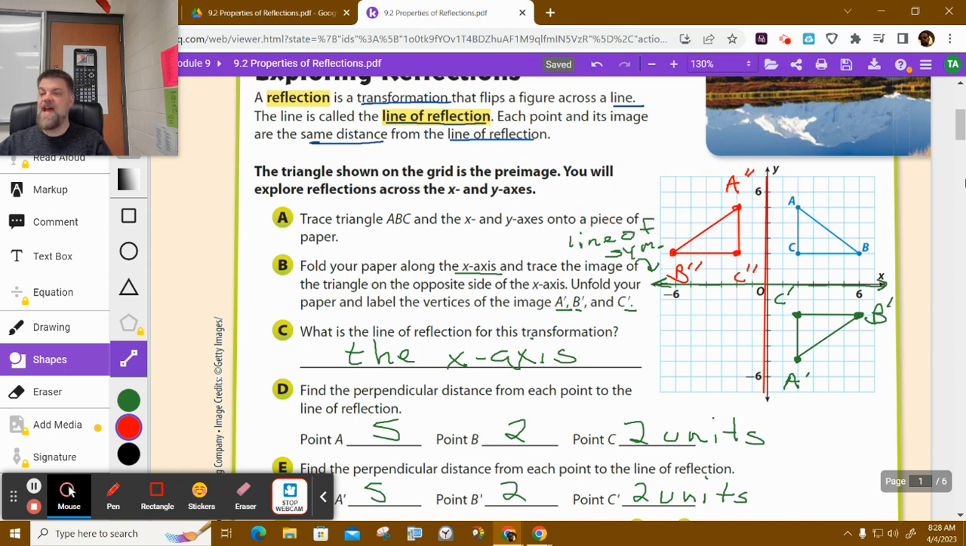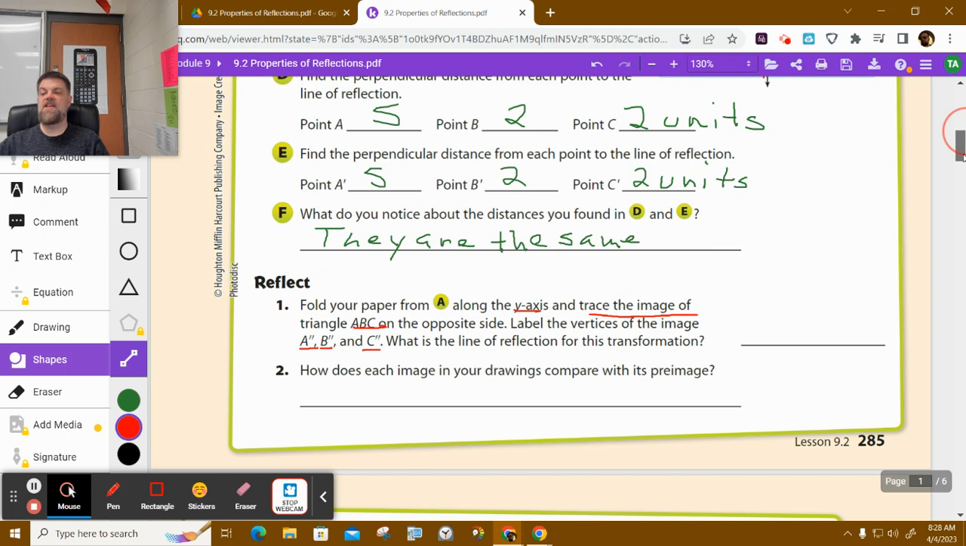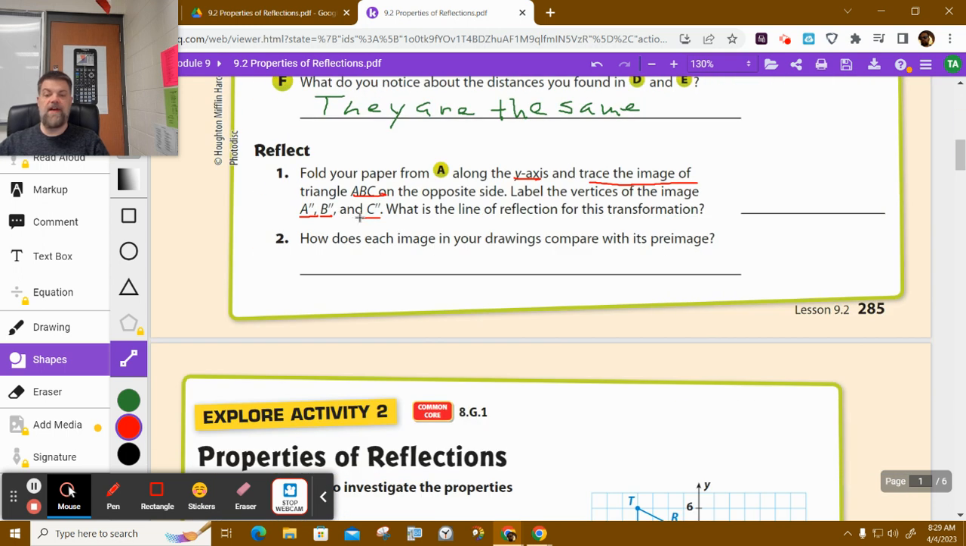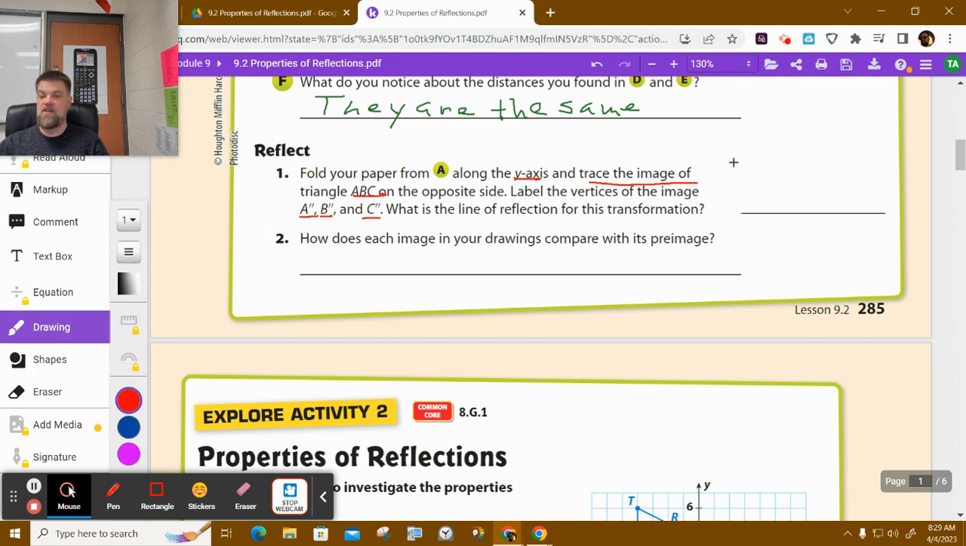All right, so there we have it. Okay. By the way, did that change the size or shape of this? No, just the orientation, right? So it says, what is the line of reflection, though, for that? Well, I said it. It was the y-axis because that's what they told us to reflect it about. How does the image in your drawing compare to the pre-image? Remember, the pre-image is the one in blue.